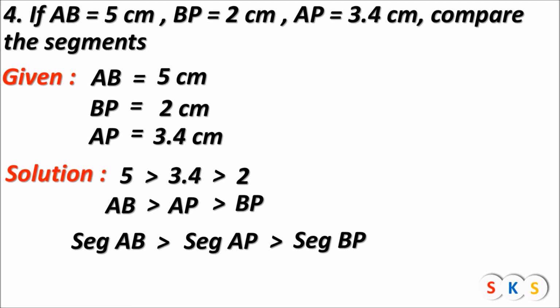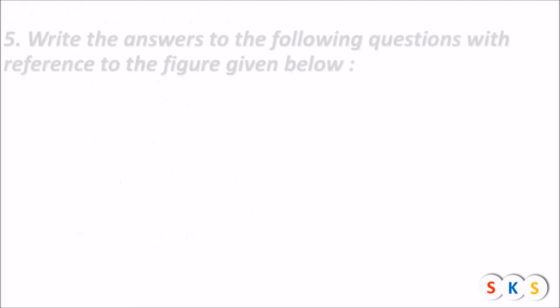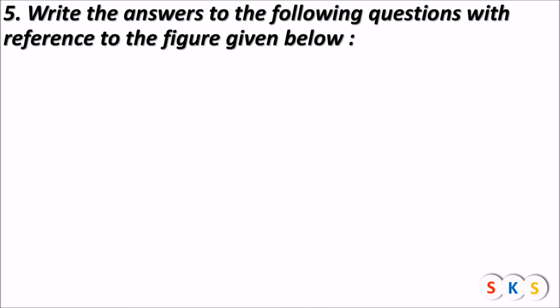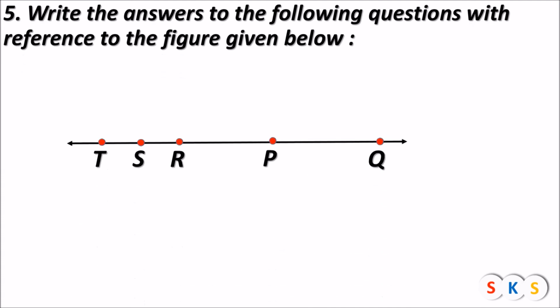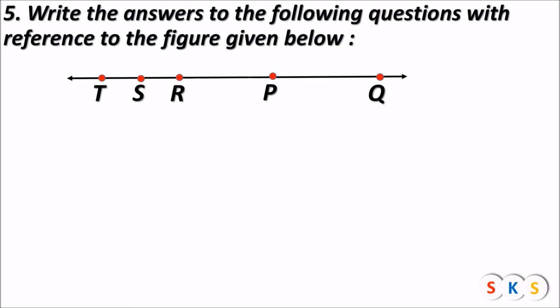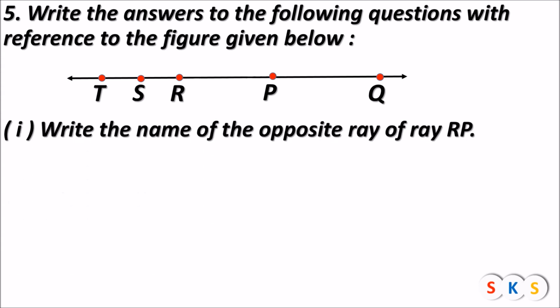If you want, you can arrange those segments in ascending order also. Here we have the next question. Write the answers to the following questions with reference to the figure given below. Here we have a figure. With the help of this figure we have to answer the following questions. The first question is, write the name of the opposite ray of ray RP.